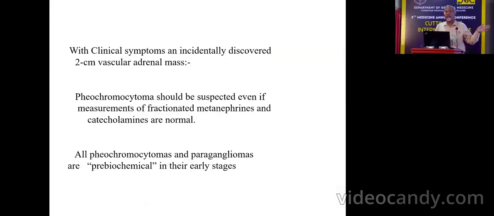So these are the clinical symptoms, and an incidentally discovered 2-centimeter vascular adrenal mass. Pheo should be suspected even though the catecholamines are negative, and therefore these patients go through a pre-biochemical phase. We've had patients where the index case has a pheochromocytoma with bilateral tumors, and then you do the genetic testing. The daughter has medullary thyroid cancer. You operate early, before the age of 5. This is the value of predictive screening.